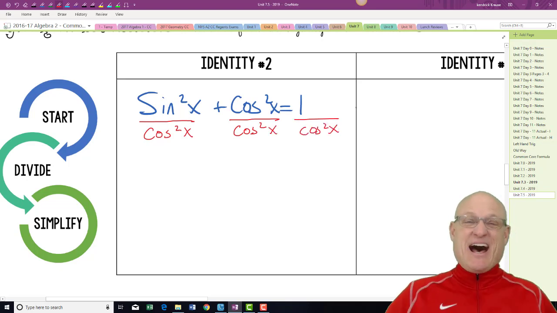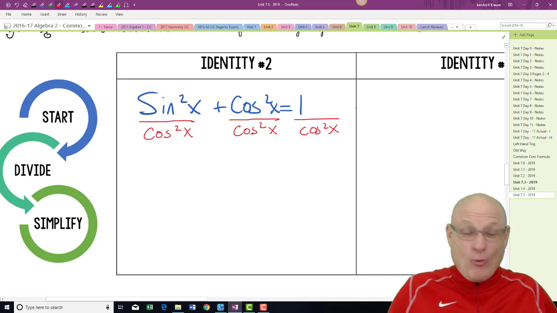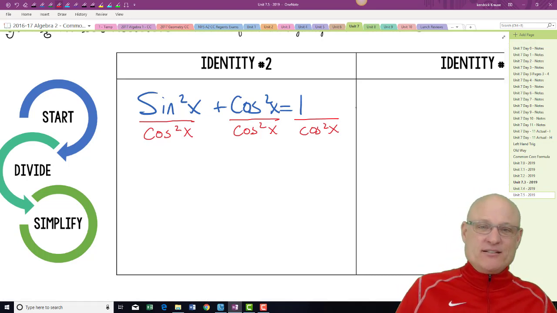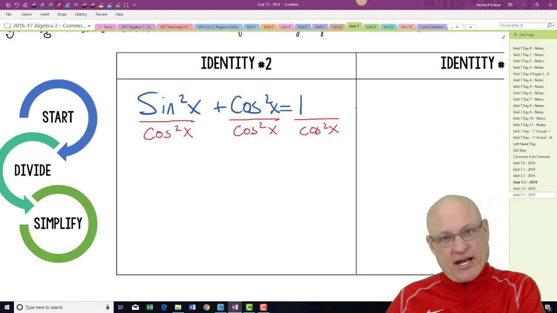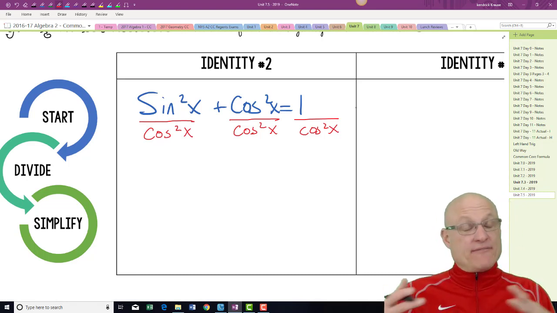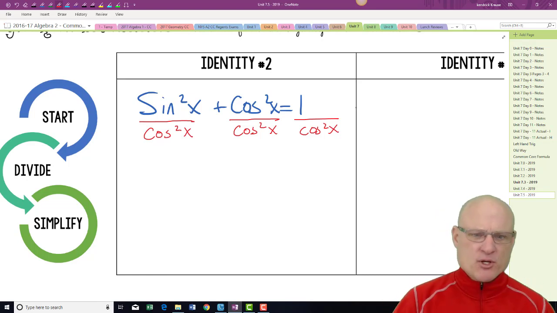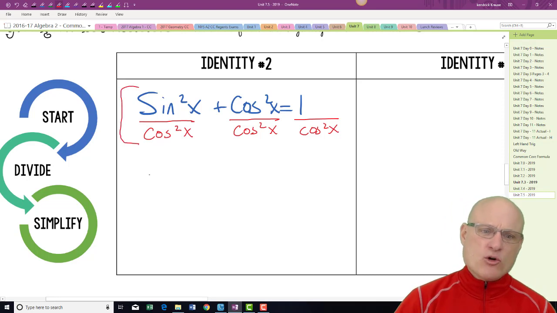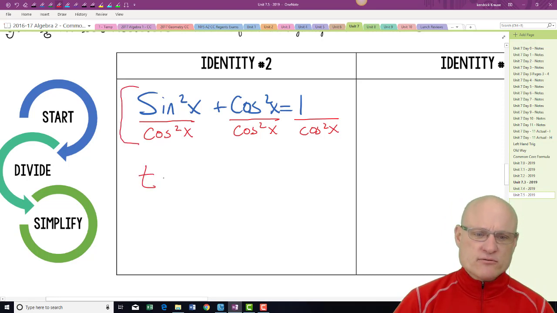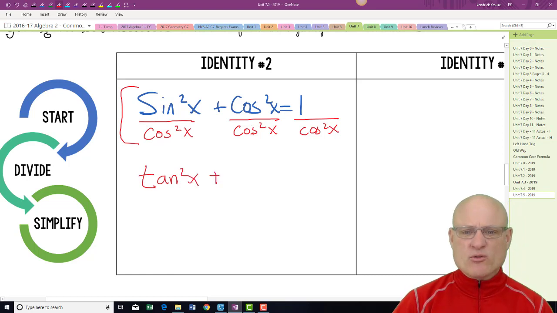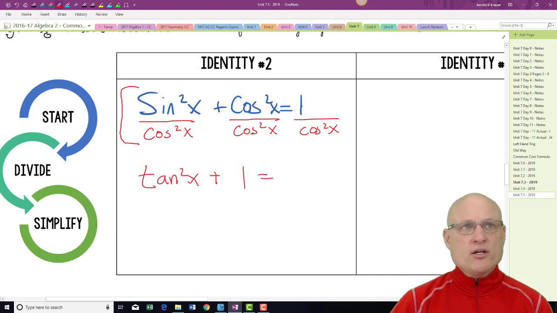Now, why did we do that? I don't know. We're mathematicians. We like to mess with stuff. But we did it because if I divide the left side by cosine squared and I divide the right side by cosine squared, that's legal. I'm allowed to do that as long as I do it to both sides. Well, what is sine squared over cosine squared? Isn't that just tangent squared of x plus, and cosine squared over cosine squared, that's just 1, is equal to, now 1 over cosine is secant, so this must be secant squared of x.